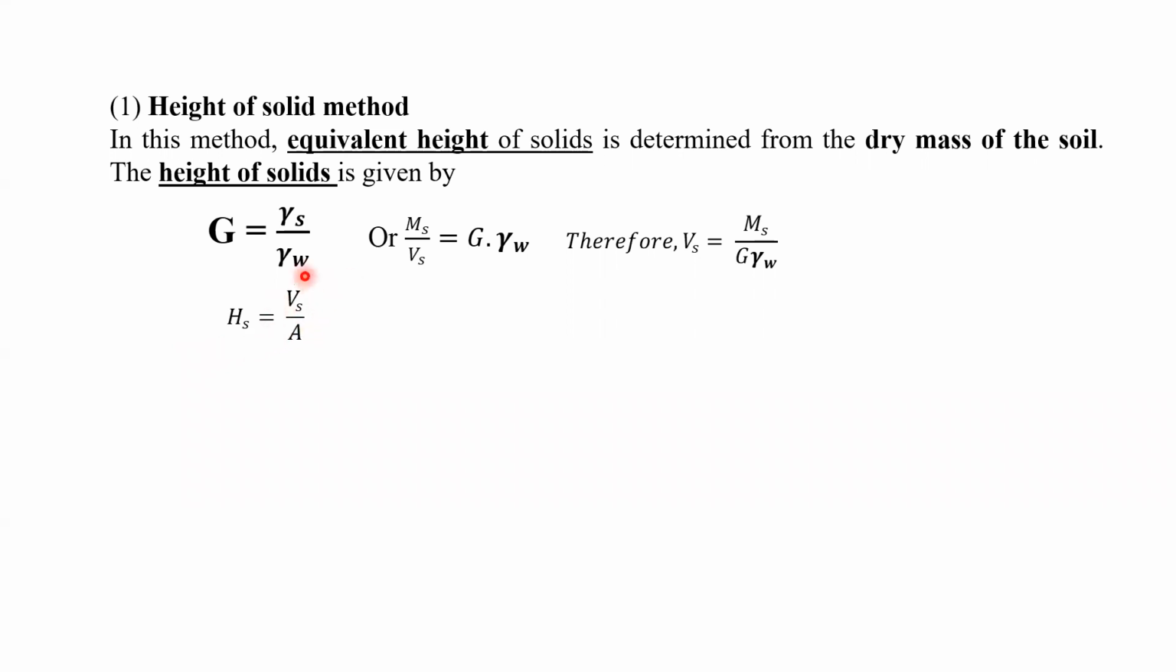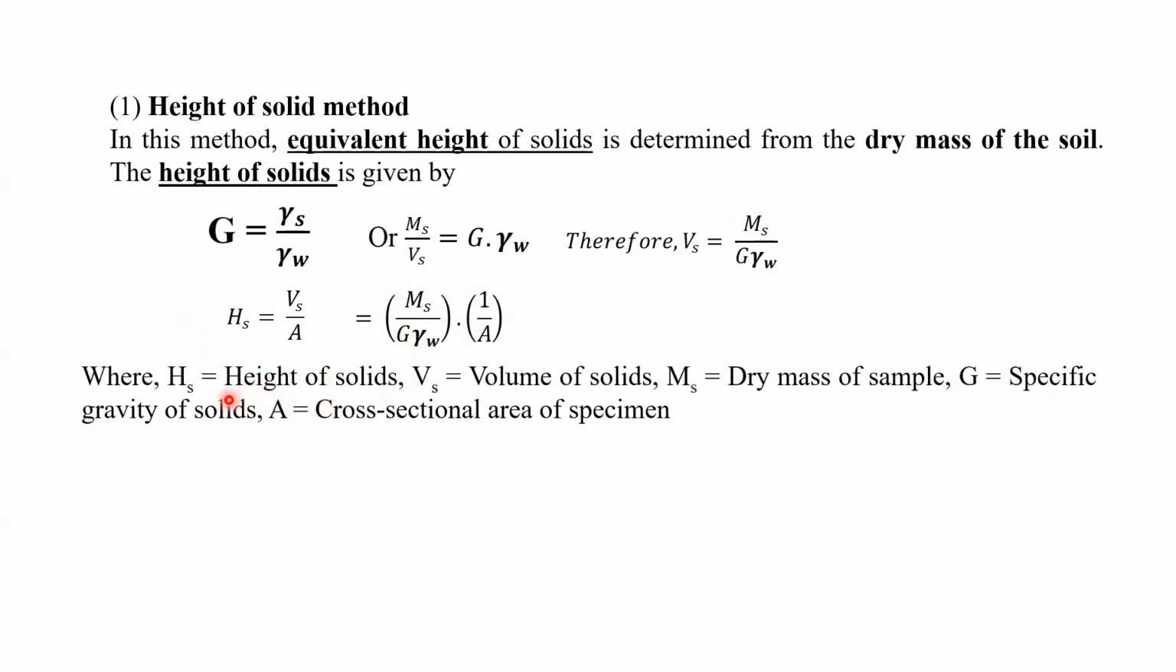Suppose the volume of the solid is Vs, then you divide by A, and we can find out the height of the solid. So in case of Vs, we can also write this formula. As I told you, Hs is the height of solid, Vs the volume of solid, Ms the mass of dry sample, G the specific gravity, and A the cross-sectional area of the sample. So mass of solid, we are going to determine at the end of the experiment.